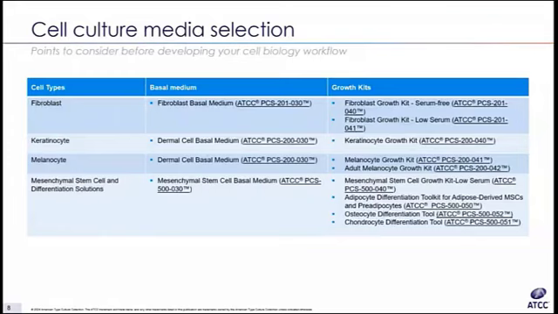So next we have fibroblasts. These cells are critical to maintain the structural integrity of connective tissue and synthesize extracellular matrix proteins. These are often fast-growing cells and can be grown in low serum or, for more defined media, serum-free conditions. And you can see we have both options as growth kits to the right.